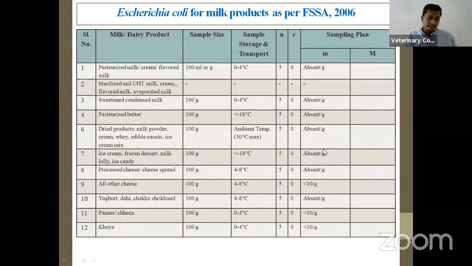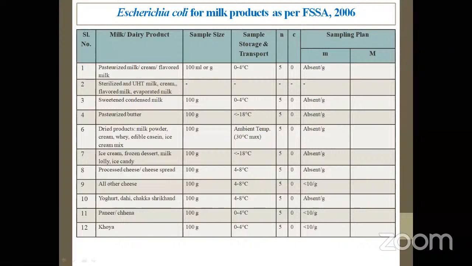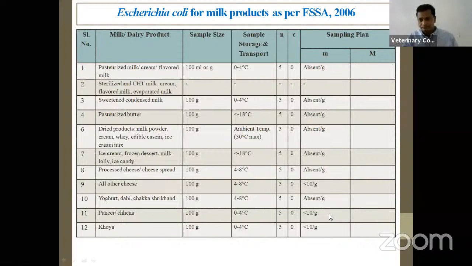Escherichia coli. You come to Escherichia coli here, there is no capital M at all, because whether it is a capital M or a small m, it is the same only. Only yes or no. E. coli should not be there. If E. coli is there, that is going to produce diarrheal disease in humans. That's why E. coli should not be there. 5 samples you collect. In all the samples, there should be 0 count per gram. Or if it is paneer, chana or khoa, less than 10 per gram. Or even cheese also.